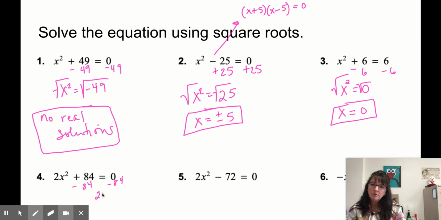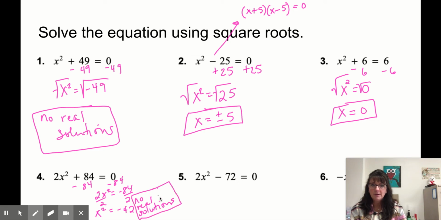So we'll get 2x squared is equal to negative 84, and divide by 2 to get x squared is equal to negative 42. Then we'll know that to try to take the square root of both sides, we can't. No real solutions. At this point, we're not ready to use imaginary numbers. So we can't use any real numbers to solve this because you cannot take the square root of a negative number.